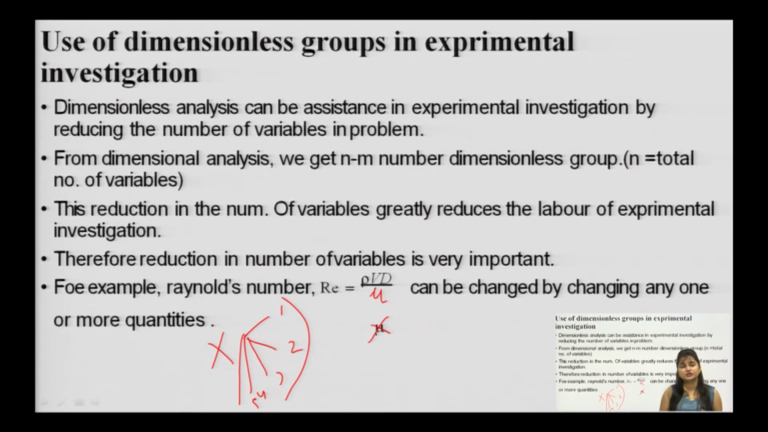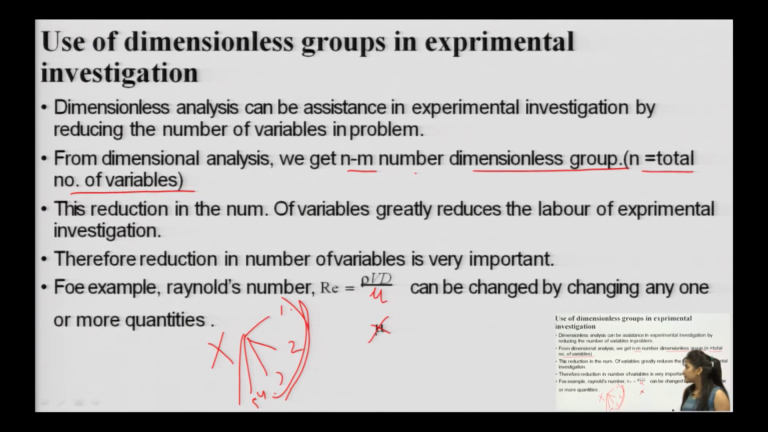Second point, from dimensional analysis you get how many dimensionless groups are being used, n minus m, where n is the total number of variables, like 1, 2, 3, 4, 5, there were 5 variables, and m is the number of fundamental dimensions, which we have as MLT. It also reduces the labor of experimental investigation. Reduction in these variables is very important because it gives a clear study, it keeps the study intact, and you do not get messed up with n number of variables while studying the same thing.